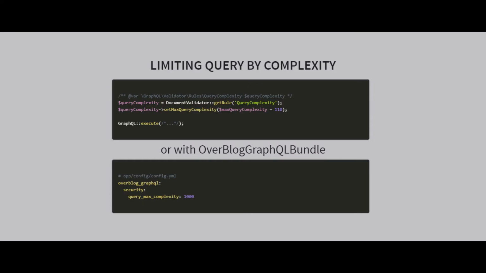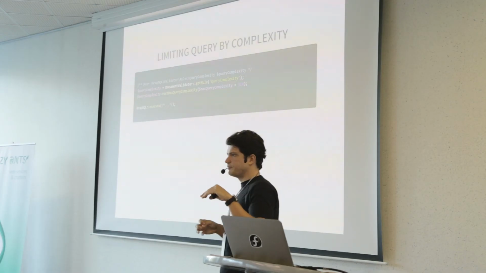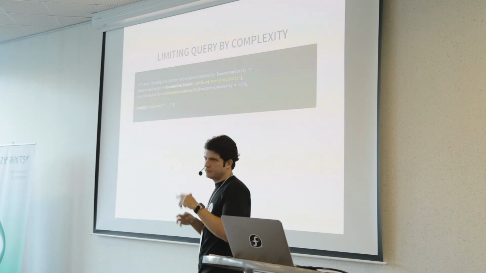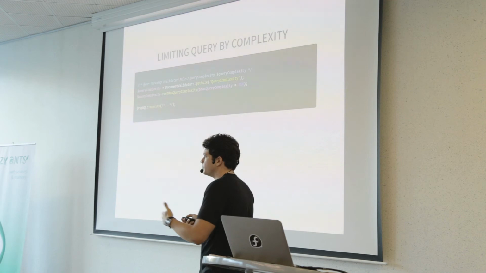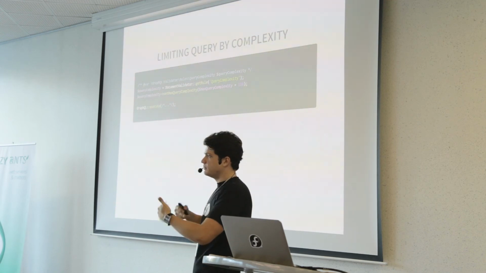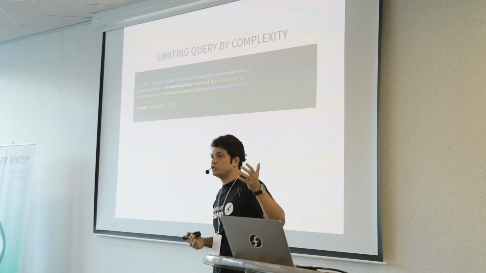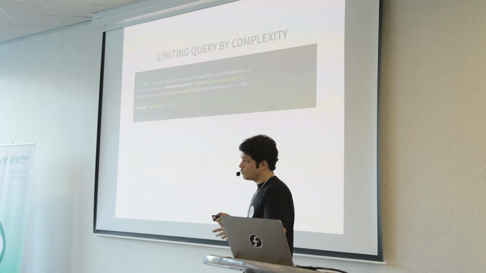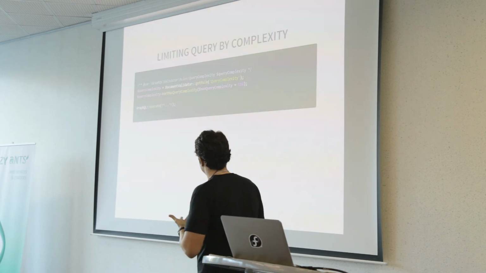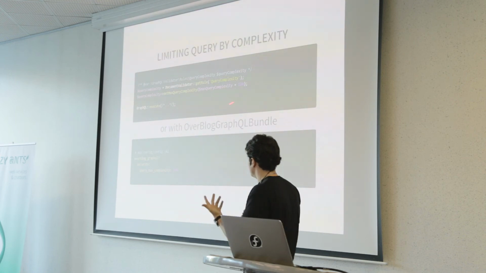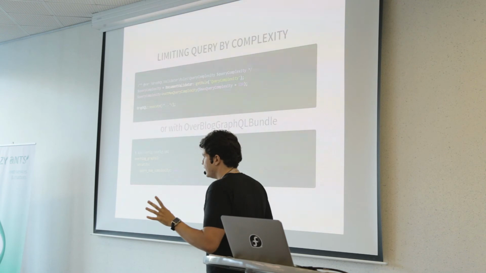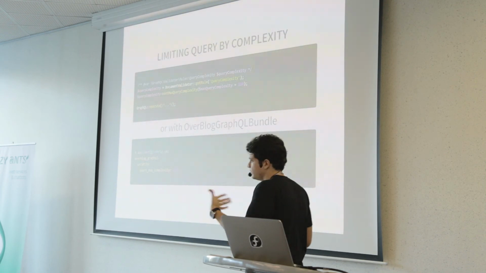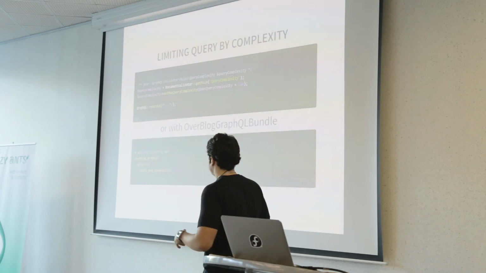That's also really, really cool because this is just an algorithm which gives points to, for example, every scalar field has 1 point in complexity. Every object field has, I don't know, 10 points in complexity. And then it's going to sum up all the information the user is asking and create a dynamic complexity for it. So in this case, we can just say, again, in the bundle or with the library, okay, the max complexity is going to be 1,000. The default algorithm is this one that I told you, like 1 point per item.